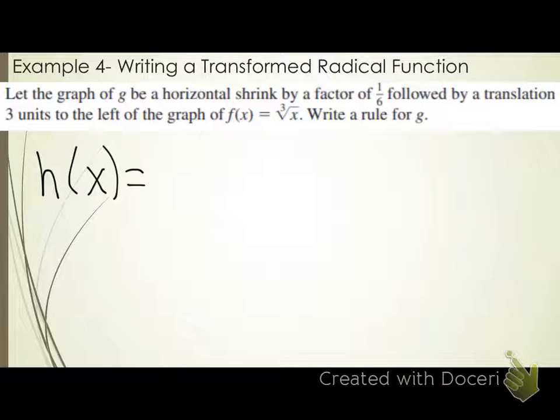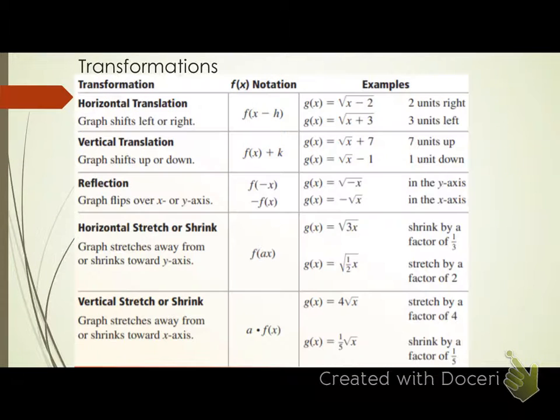So it's a horizontal shrink by a factor of 1/6. So I'm going to go look at that chart of transformations, see what formula I need to use. Horizontal shrink by a factor of 1/6. Which one of these formulas am I going to use for a horizontal shrink?